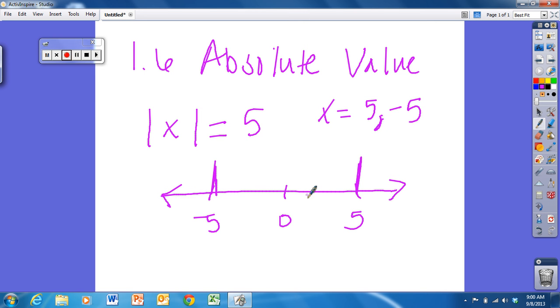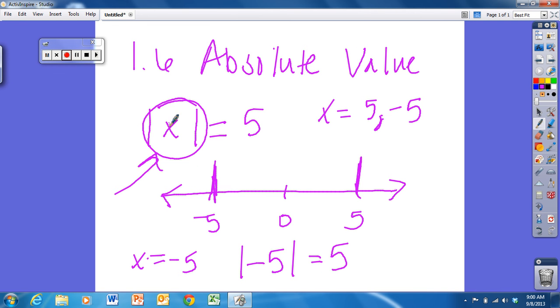Now, distance is always positive, so that's why you were always taught to take the positive of whatever's inside. Because if x equaled negative 5, then the absolute value of negative 5 would still be 5, because negative 5 is 5 units away from 0. So it's really important that you understand that concept, that this symbol means distance away from 0. So let's try one.